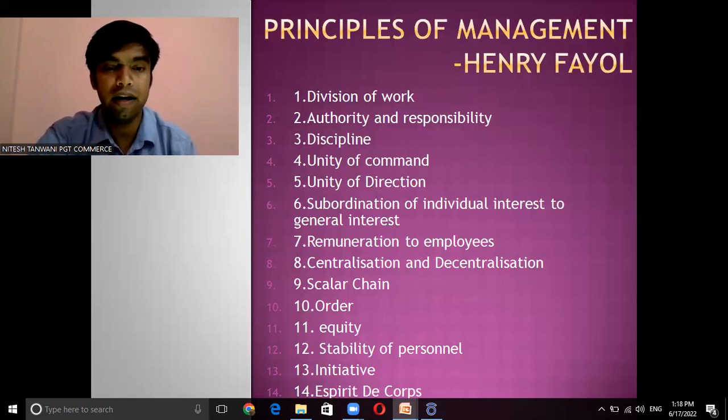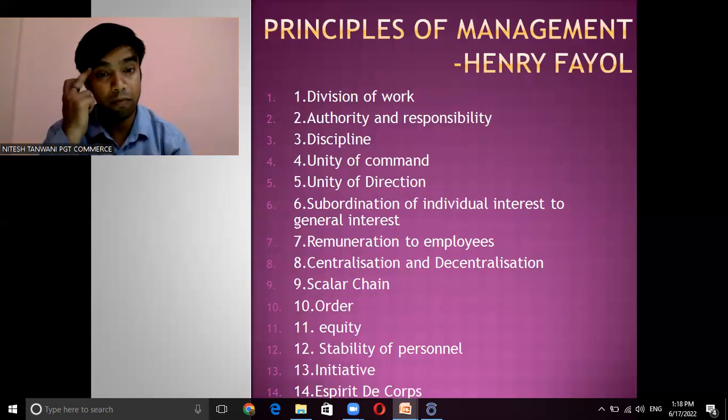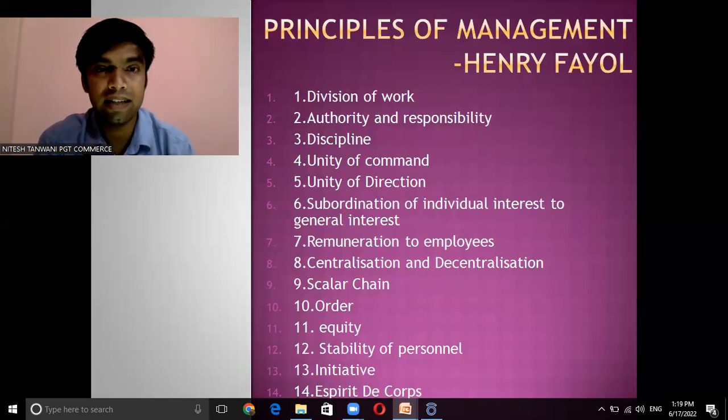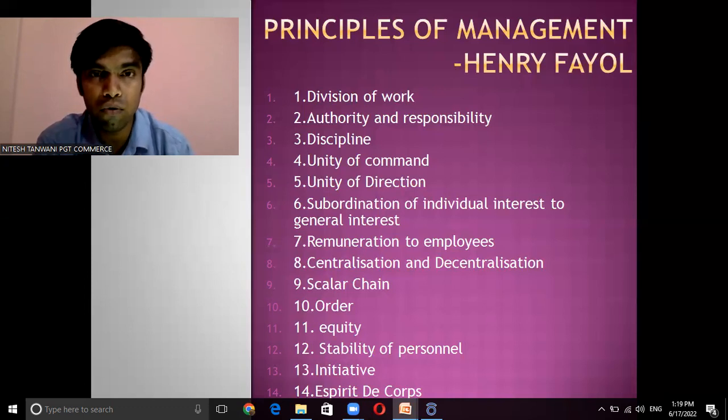Next is initiative. Initiative means give opportunity to the employees. If you are a manager and they are telling you something, giving you an idea or a suggestion, take their suggestion positively and work on it, or at least don't demotivate them. Let them take initiatives if they are taking part in the development and growth of the organization.